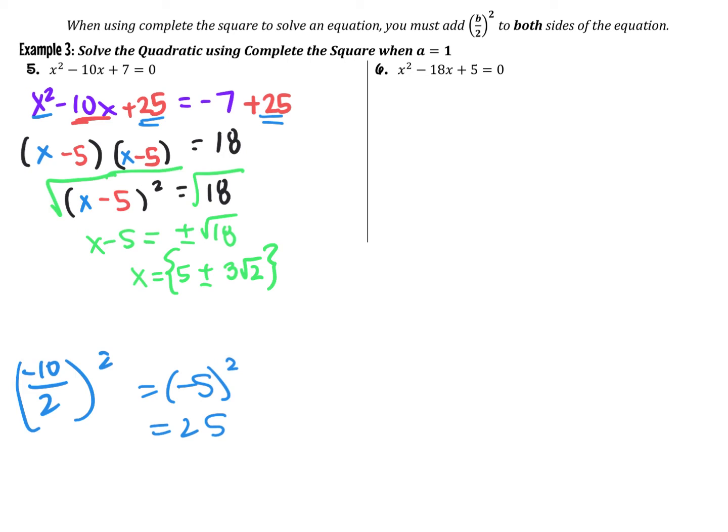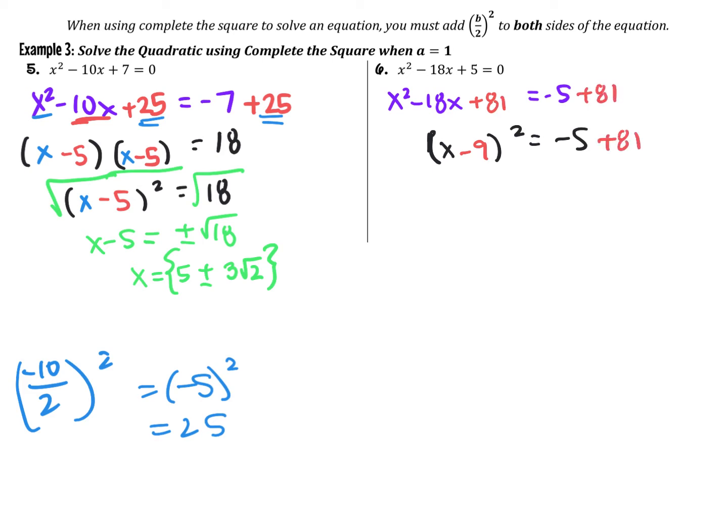So again, the first thing I'm going to do on number 6, so that I can focus on completing the square, is move this 5 to the other side. I'm going to figure out what number I need to have in my parentheses so that I can rewrite this as something squared. Well, I know that x squared is x times x. I want to take half of 18, so that's going to give me negative 9. And then if I expanded this out, I want to square that 9. That's going to give me 81. And I'm going to add 81 on both sides.